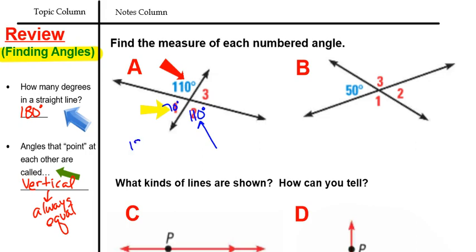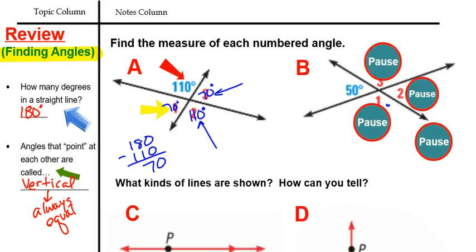How do I get that? Simply take 180 minus 110 and 70 degrees there. And then here's my other vertical angle. Angle 3 turns out to be 70 degrees. What I'd like you to do is take a quick second, pause the video, and finish up this one, and I'll give you those answers in just a sec.